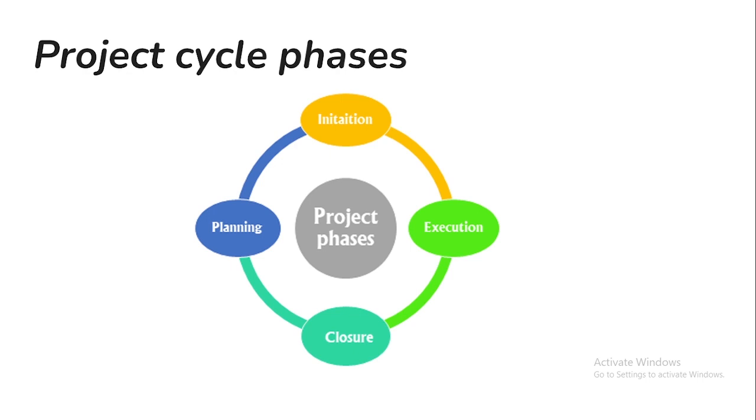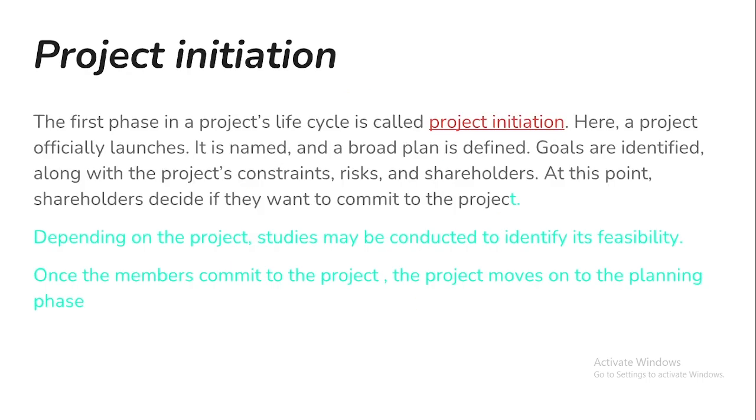As I mentioned earlier, we are looking at the project cycle and its phases. First, the project cycle has 4 phases. One is the initiation phase, the planning, the execution or implementation, and the closure phase.